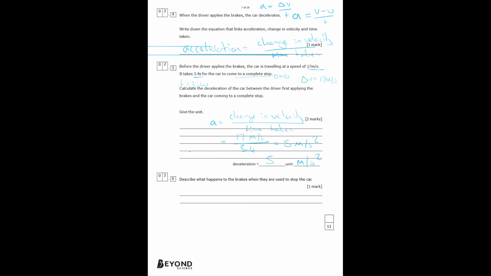Why meters per second squared? Well, meters per second squared is like meters per second per second. How many meters per second slower are you getting each second?